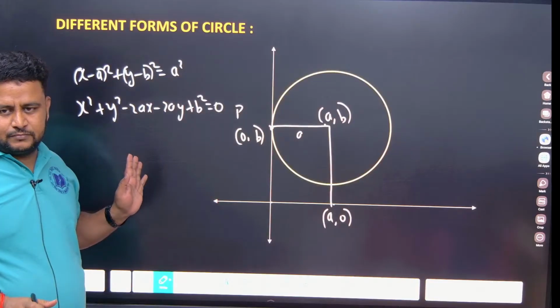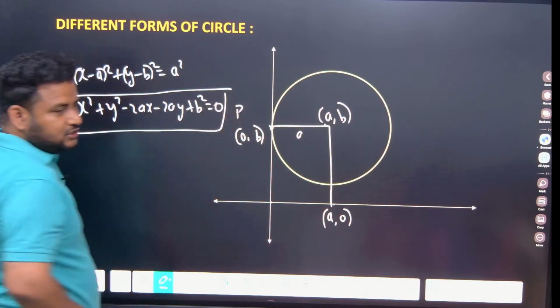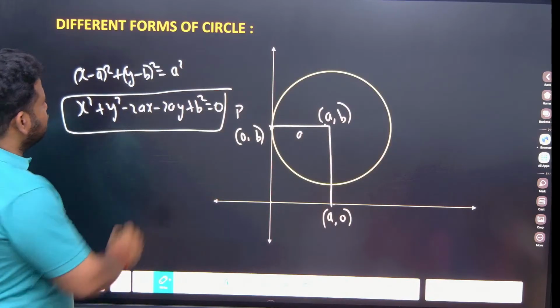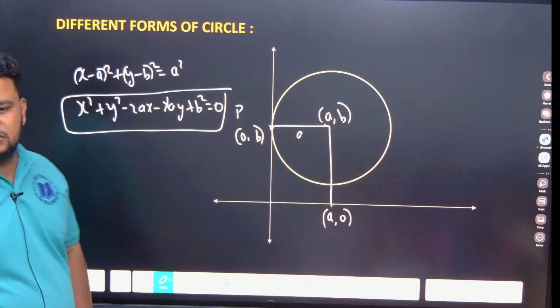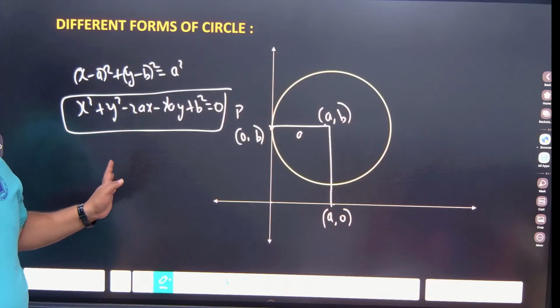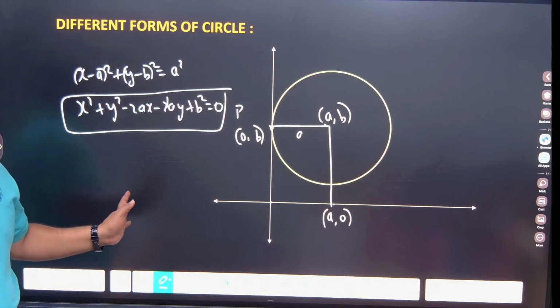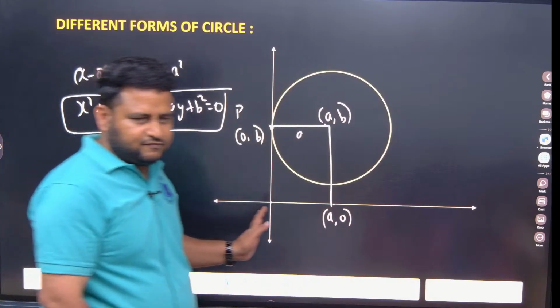That's all. Touching the y axis, not cutting, touching the y axis. Understood? Clear? Understood everyone? So how to change? Got it? Directly you should be able to write it. If they are telling touching the y axis or touching the x axis, this is the equation of the circle, you should write. Okay, fine.